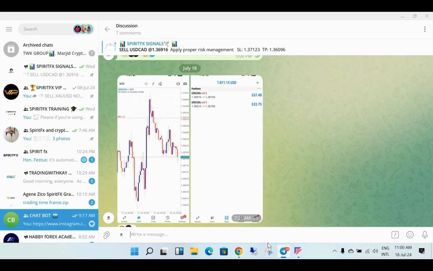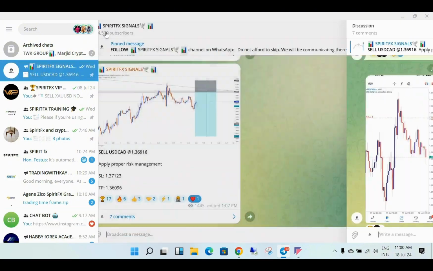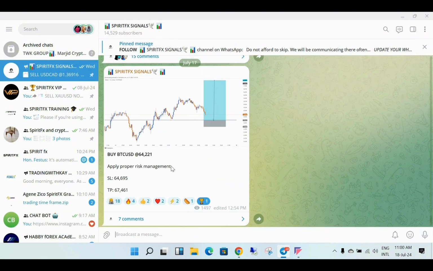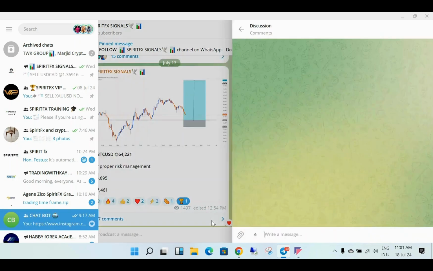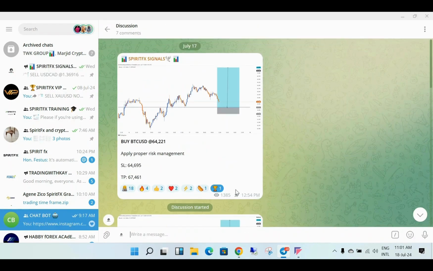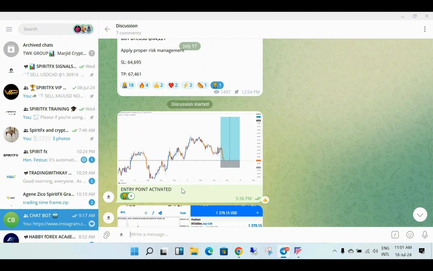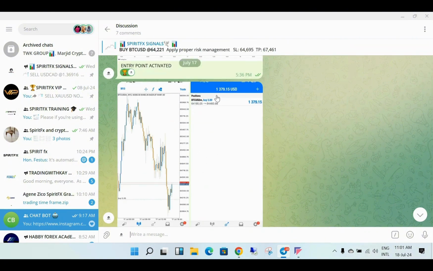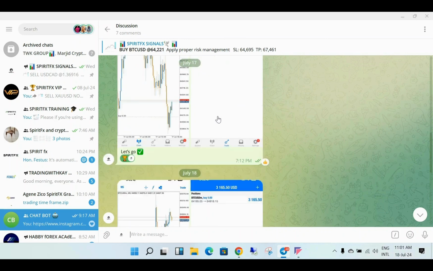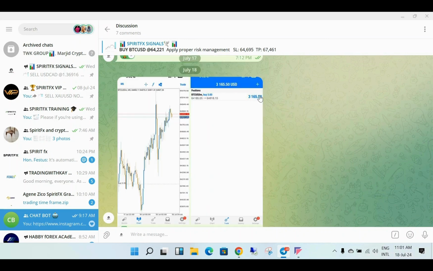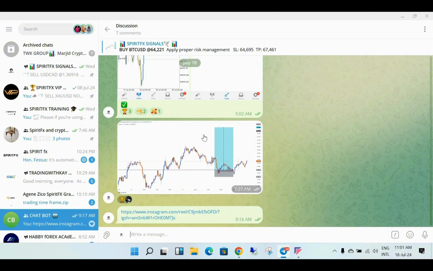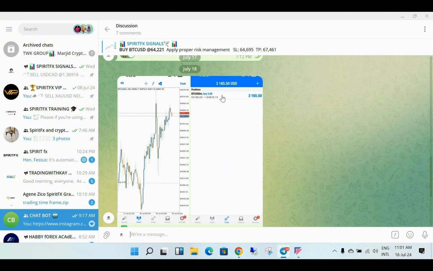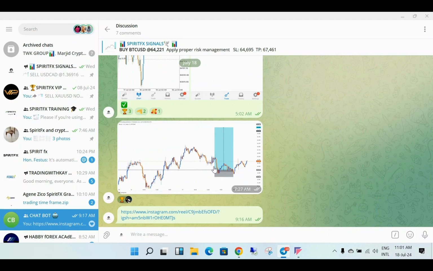Let's go back to my Telegram group. Sorry, guys. Because I want you guys to understand what I'm talking about, I also made a call on BTC USD. Buy BTC USD at so and so. Let's check the comment section. So this is it. Entry point activated. Still a sniper entry. All right. Price started going up immediately. I was up $1,300 at $3,100. I just shared an update. All right, so this is the recent update, $3,100, and this is the screenshot to show the update.